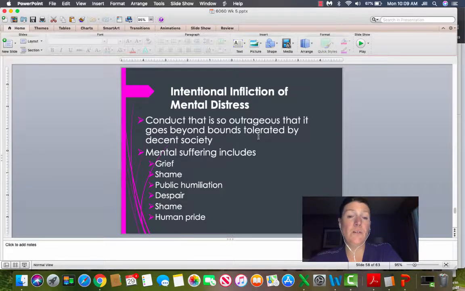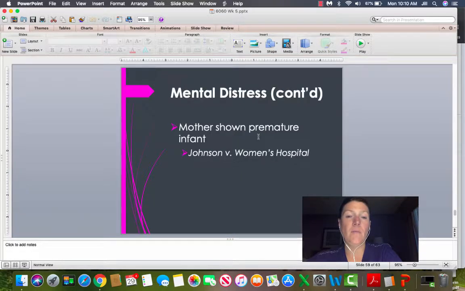Another intentional tort is intentional infliction of mental distress. It's a situation where it's kind of like bullying. Conduct is so outrageous, it goes beyond the bounds tolerated by society, and causes mental suffering in the patient: grief, shame, public humiliation, despair, etc. A good example of a case, and I believe the case is further detailed in the text information that you have in the classroom, was a good case of infliction of mental distress.